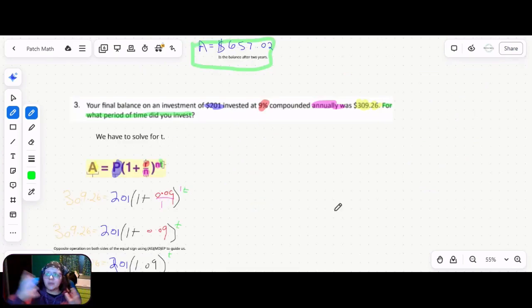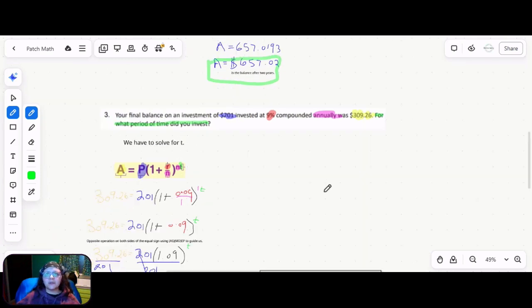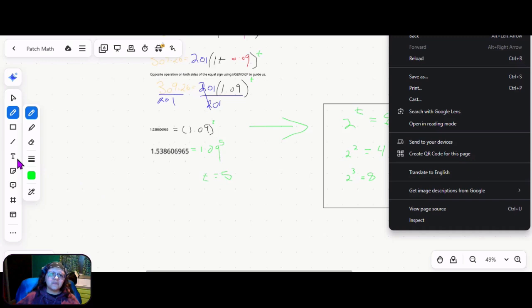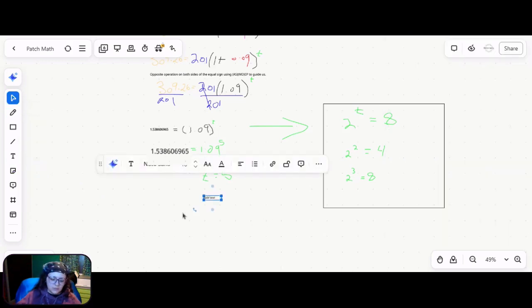Check yourselves. Take a moment, take that back in. And did we answer what period of time did we invest? Yes, we did. 5 years. We invested for 5 years.